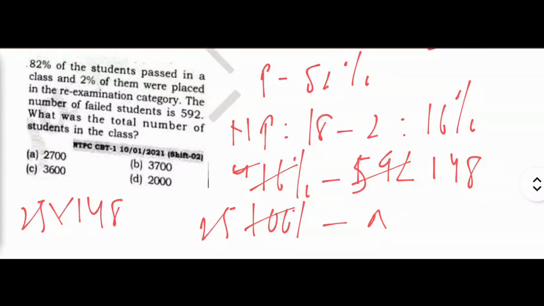Let's see this. 2 eights are 16, 2 fours are 8, 28, 29 and 0, and 5 eights are 40, 5 fours are 20, 70, 74. So 6 plus 4 is 10, 0, 9 plus 1 is 10, 17. So 3700. Okay.